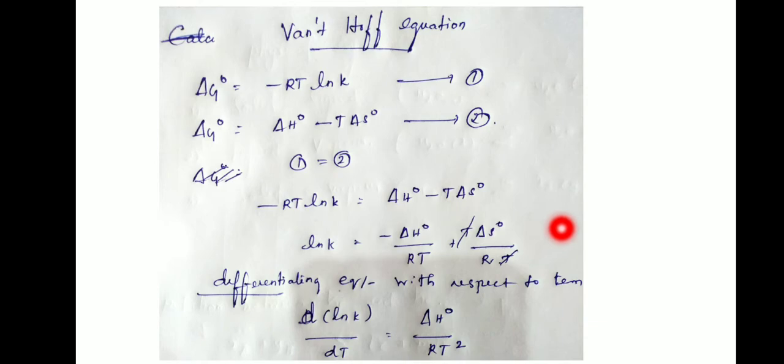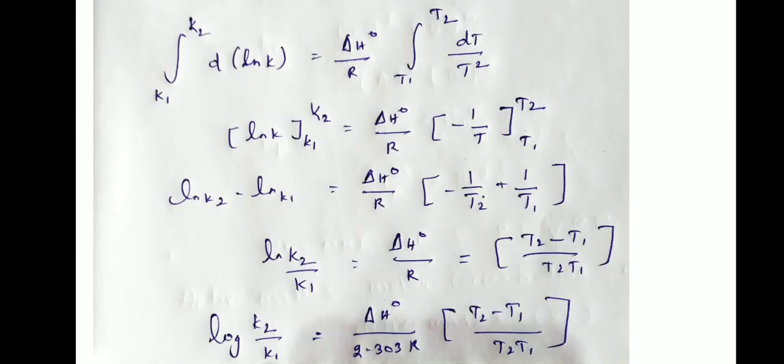Therefore, d ln K/dT = ΔH°/RT². Equation 4 is known as the differential form of the van't Hoff equation. On integrating equation 4 between temperatures T1 and T2 with the respective equilibrium constants K1 and K2, we get the integral of d ln K from K1 to K2 equal to ΔH°/R times the integral of dT/T². Therefore ln(K2/K1) = ΔH°/R (1/T1 - 1/T2).